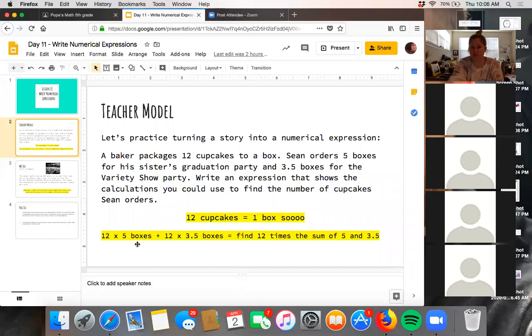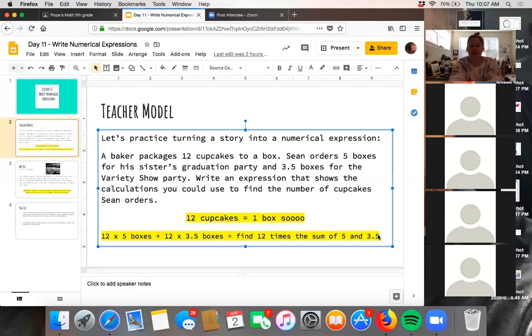for her graduation. And in addition to that, we're going to add, he also wants 3.5 boxes for another party. So each box still has 12 cupcakes in it, and he wants 3.5 boxes. So now I have it written as 12 times 5 plus 12 times 3.5. So this isn't always the prettiest thing. So then I kind of turned it into something different. I said I want to find 12 times the sum of 5 and 3.5.